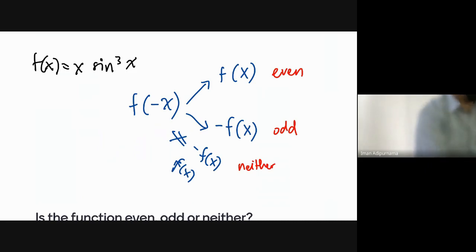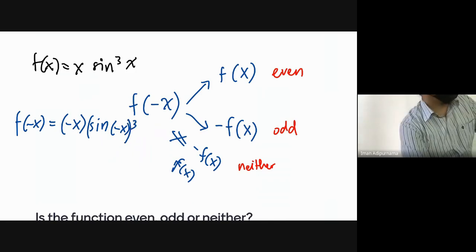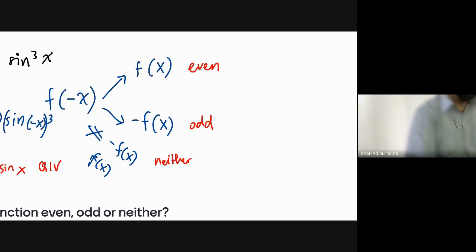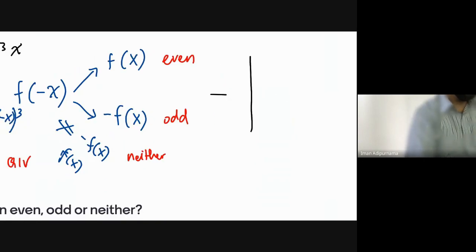So first we can check the negative. This will be negative x, and then the sine will have sine of negative x. Sine of negative x, if you remember the class yesterday, is equal to negative sine x. Do you know why? Because it's quadrant 4. So remember the quadrants.